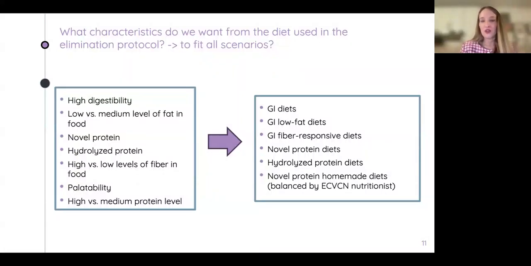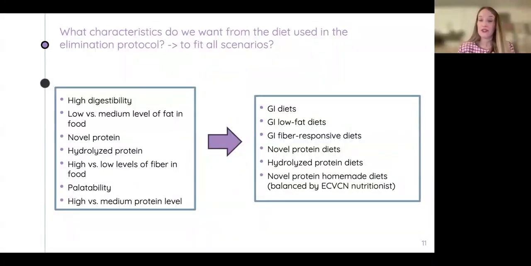Then we have novel protein diets. Oftentimes they are formulated to be more gastrointestinal, but not necessarily, so also something to keep in mind. And then we have the group of hydrolyzed protein diets that would use just hydrolyzed proteins to serve as a protein source in those diets.